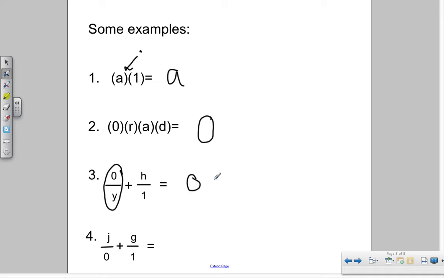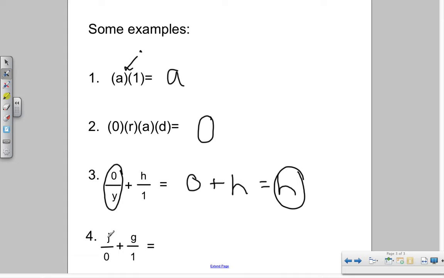Now plus, I'm going to recopy. Now if I have h divided by 1, I'm just going to get h back out. And now if I have 0 plus h, that is equal to h, because of the additive identity. Looks tricky, but the answer here is h.